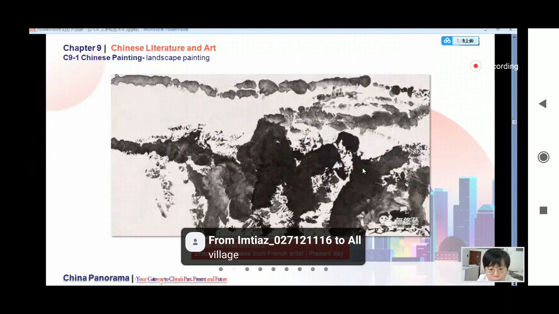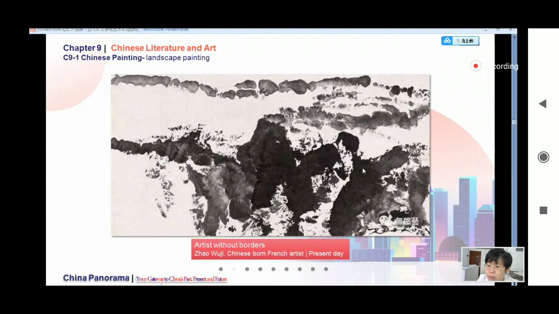In the modern world, many artists begin to blend different cultures and techniques. For example, Zhao Wuji, this artist, was born in China in a highly educated family, and he learned painting when he was very young. Then he moved to France to learn Western painting techniques, and he combined Western painting and Chinese painting. He is a very famous artist, even in the world. So this is one of his paintings.